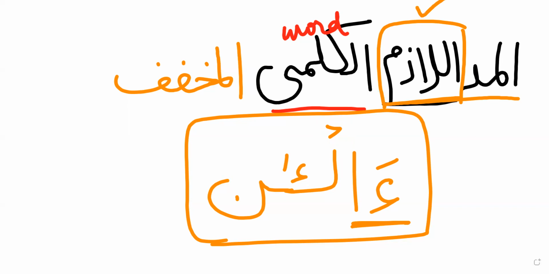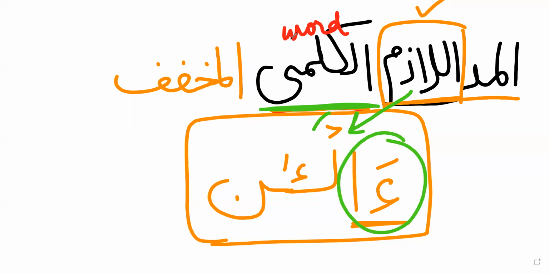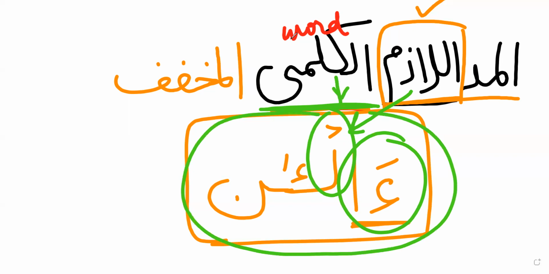Al-kalimi. Al-kalimi means that the besti couple and sukoon should be in the same word. So al-an is a complete word. So would you say that the besti couple and sukoon are in the same word? Yes. So second condition is also met. It is al-mad al-lazim. Lazim means I can see sukoon over here. Even if you can't see, like it should be part of that word. And kalimi means that the two elements are in the same word.